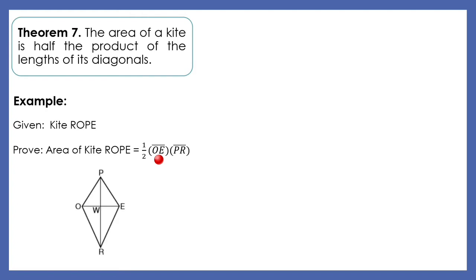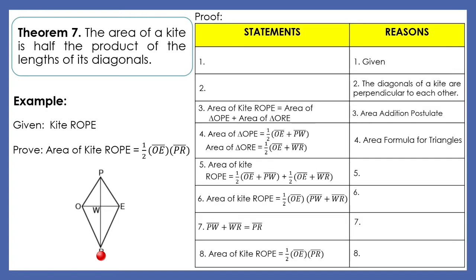So this is our figure. We have kite ROPE. Ang diagonals niya ay PR at saka OE. Ipoprove natin na ang area ng kite na to ay 1/2 ng product ng lengths ng diagonals. Okay, so let's have the two-column proof. Okay, so for statement number 1, the reason is given. So our statement is kite ROPE.